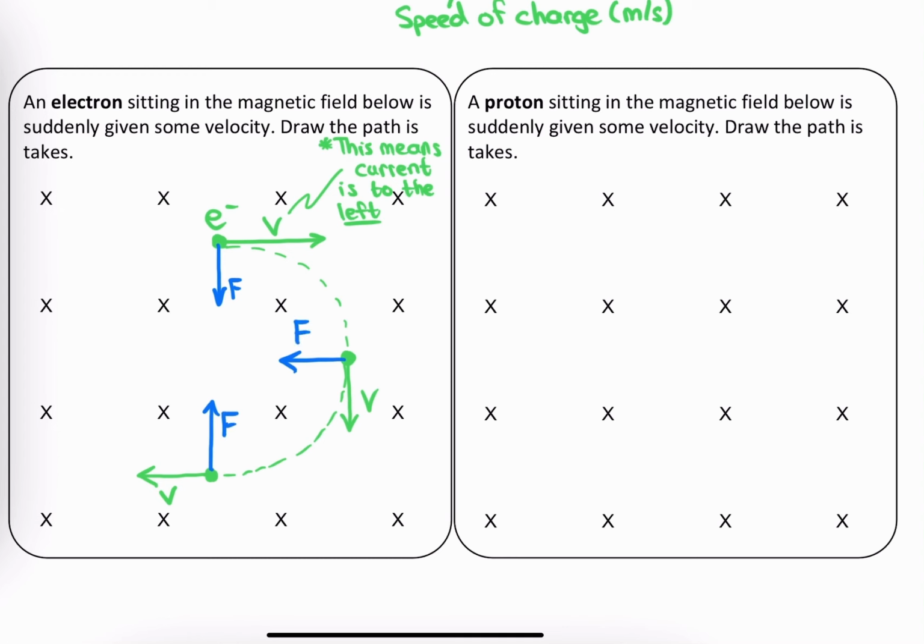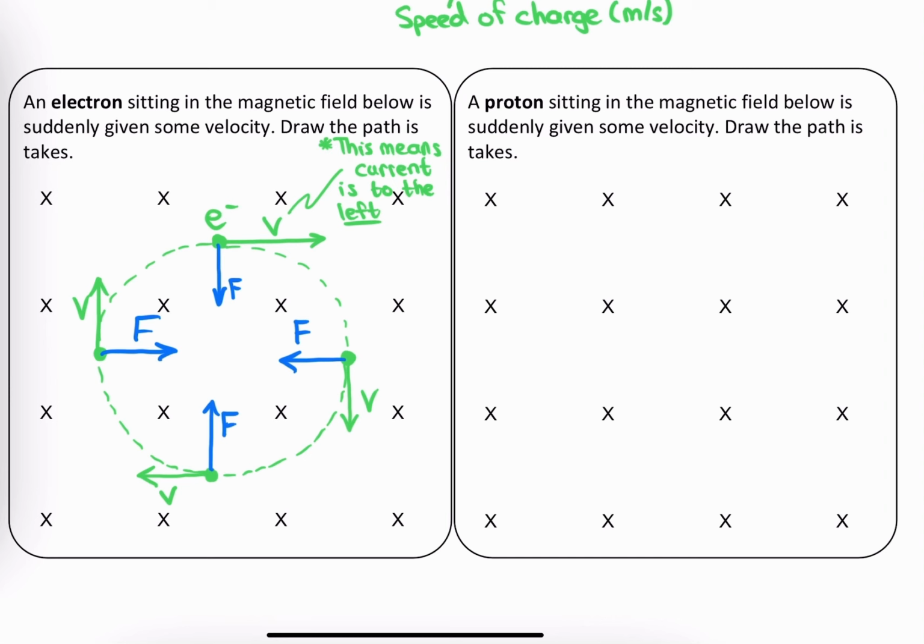Notice that every time I draw the force on the electron, it's going towards the center of what's starting to look like it's going to be a circle. And you can double check with your right hand to make sure this last one's true, but you should have the force going again towards the center of this circle. So this is really interesting behavior.